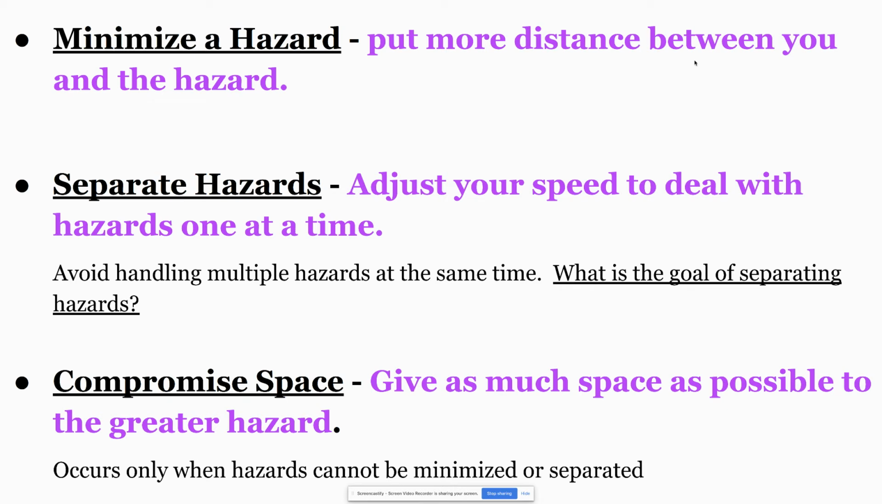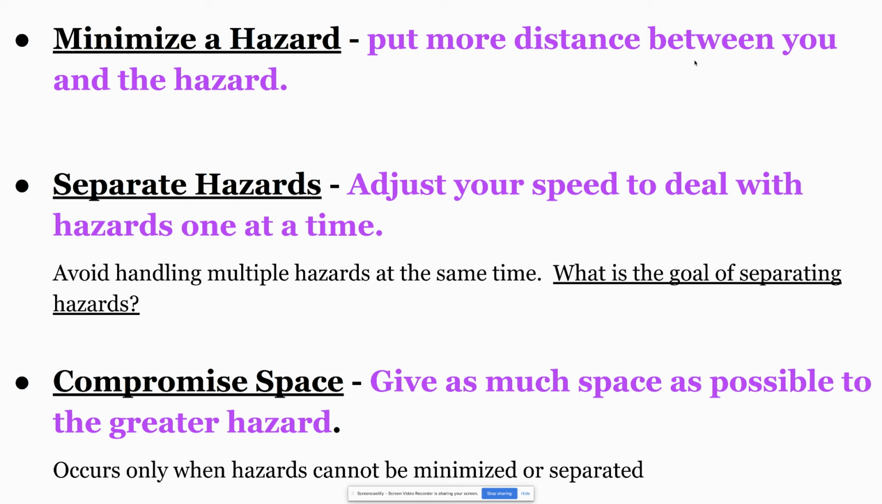Separate means to adjust your speed, and we talked about how to change your speed. It could be braking, or it could be easing your foot off the accelerator so that you can only deal with one hazard at a time, meaning you may be approaching parked cars and there's a bicyclist coming in another direction or also in front of you, and you're adjusting your speed to allow that bike to get ahead of you. Because we want to avoid handling multiple hazards at the same time.